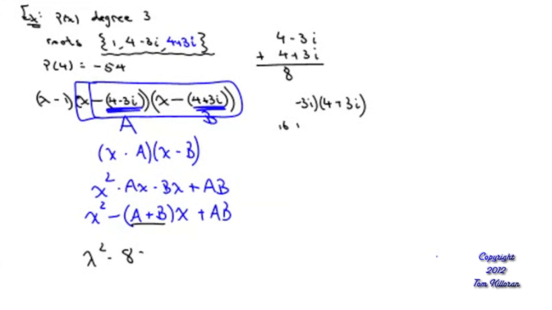12i minus 12i equals... no, there's no equal sign here. Sorry. Minus negative 9i squared, which will be 16 plus... oh no. Which is 17, 18, 19, 20... 25. Counting on your fingers. 25. So we get plus 25. So x minus 4 minus 3i times x minus 4 plus 3i is equal to x squared minus 8x plus 25.